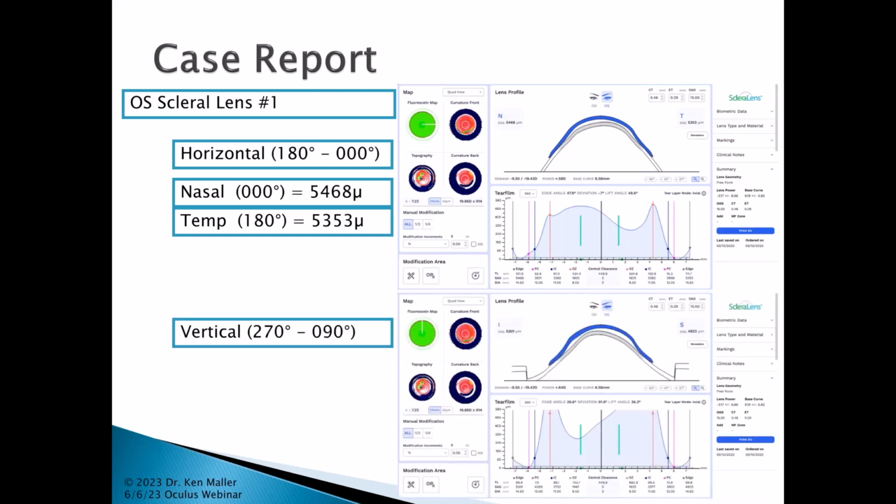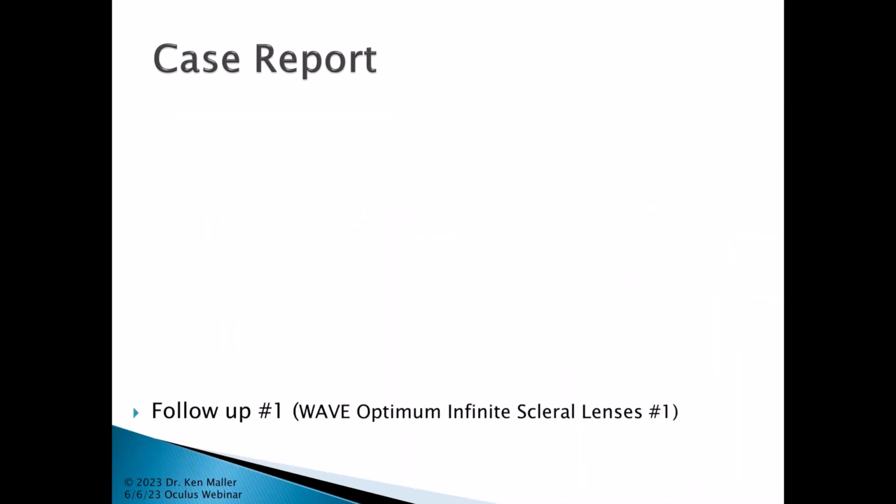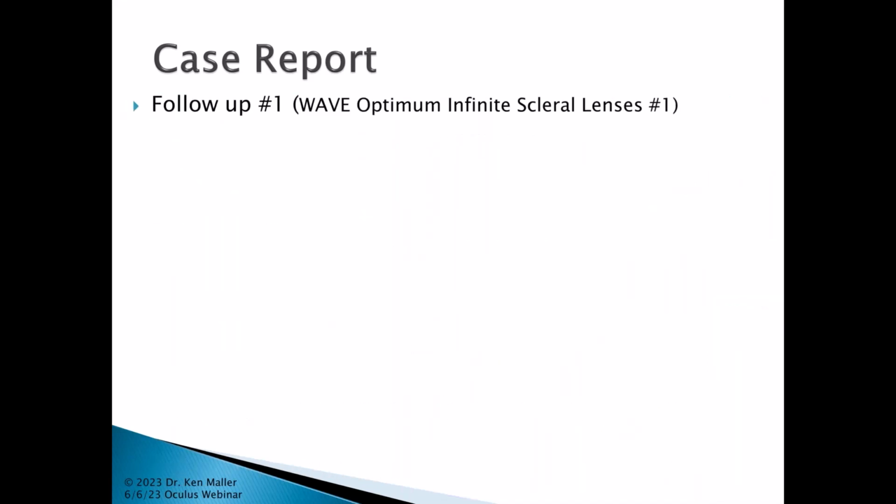On the vertical, we have here on the left side, that's the 270 or the inferior, the one that had that very, very deep depression. I have a sag on the superior side of 4922, and on the inferior side, 5301. So again, about a 400 micron difference between superior and inferior, not the 2 millimeters that I was measuring off of the screen. However, I felt that that lens looked pretty good as a good place to start. And so I went ahead, ordered the lens, got the lens in for that Wednesday, and got the pair of lenses on. I've included the right lens here just for the sake of completeness, but I'm not really going to talk much about the right lens.